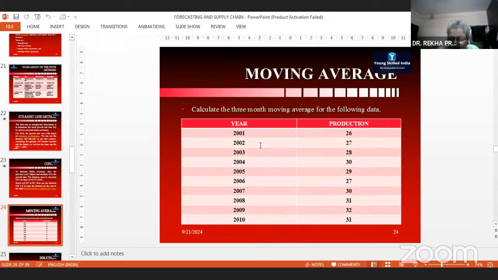If you take an even number, then it will be somewhere in between. Suppose I take a 2-year average, you add 2001 production and 2002 production, and instead of being in that year, it will be for some middle month, maybe June or July. So that way it becomes a little cumbersome. So generally it is taken for some odd number of years, so you can easily identify where the middle point is. For this, I'll show you how the graph is made.